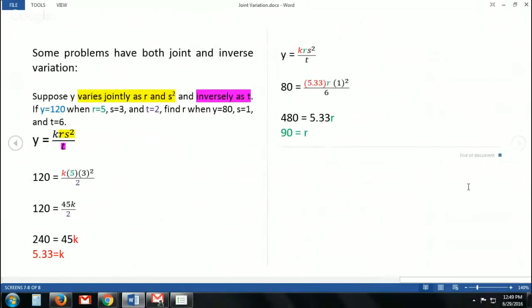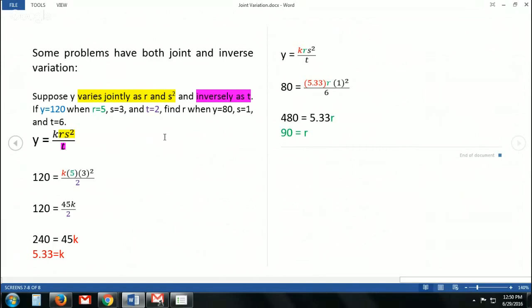Some problems have both joint and inverse variation. For instance, suppose y varies jointly as r and s squared, and it varies inversely to t. If y is 120 when r is 5 and s is 3 and t is 2, we would like to know what r is when y is 80, s is 1, and t is 6.